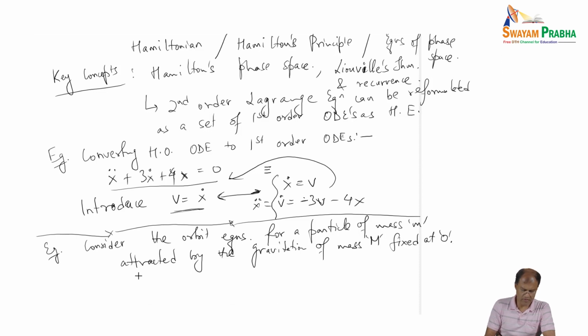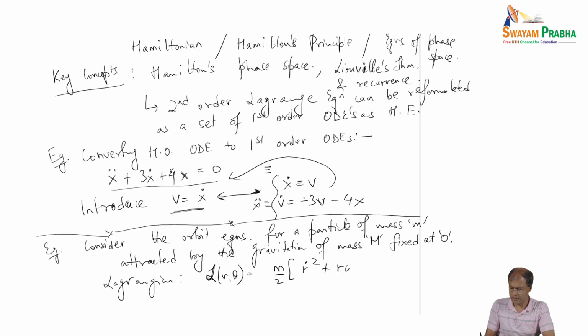Let us say we write down the Lagrangian L of r comma theta. The Lagrangian in this case will be the kinetic energy, which is m/2 times r dot square plus r square theta dot square. This is the translational part and the rotational part. Then minus V, where the potential energy is minus m times capital M times G by r. And this is what we have, the Lagrangian.